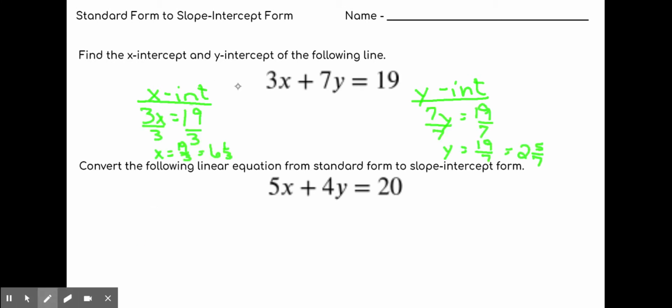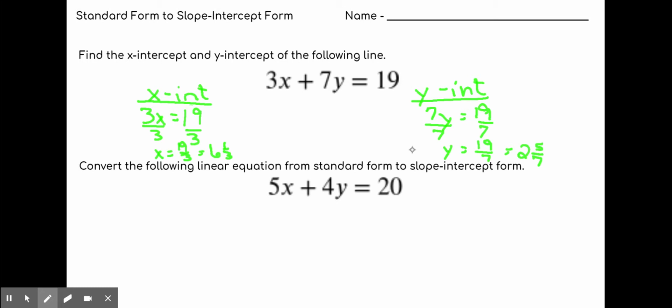So the x-intercept, y is 0, so I solve 3x equals 19, and I get x is 19 thirds. That's 6 1/3, right? So the x-intercept is 6 1/3. It would be between 6 and 7, correct? The y-intercept, I let x be 0, 7y equals 19, and I get the y-intercept is 19 sevenths. That's 2 and 5 sevenths. That would be between 2 and 3 on the y-axis.